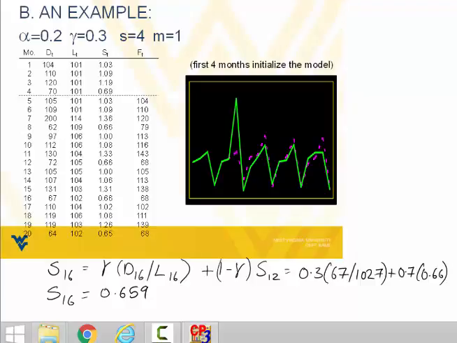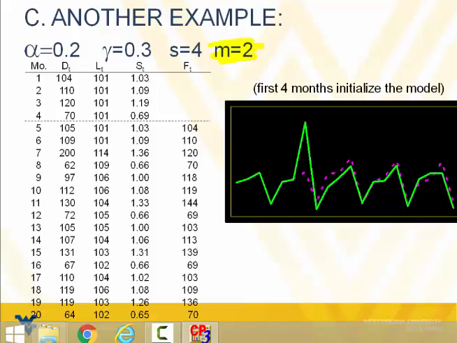I'm going to start by doing the forecast over here for period 17. So what is the level for period 17, and what is the seasonal index for period 17? Once you figure this out, then you can start working on the next problem with m equal to 2 for period 18. Okay, so the next one, what is the level and the seasonal index?